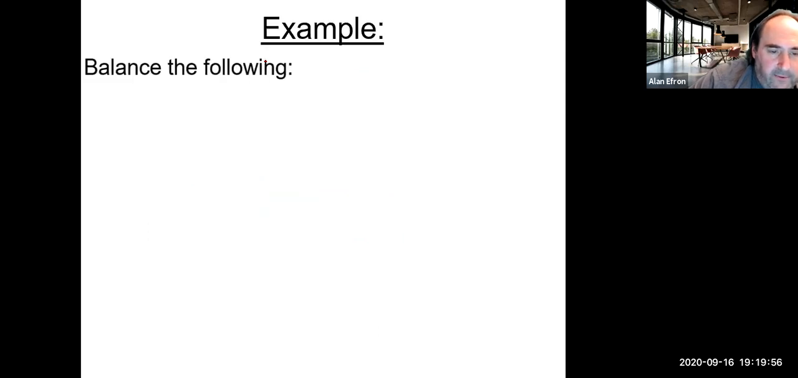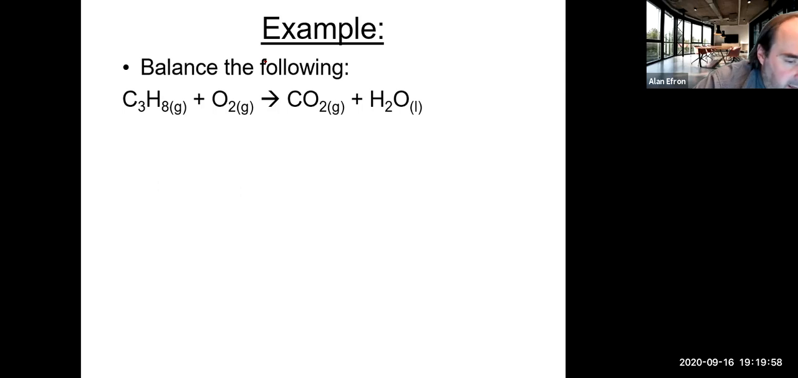Okay, why don't you try one and see what you come up with? So why don't you give this one a go? Again, balance this equation, changing just the coefficients, see what you come up with.